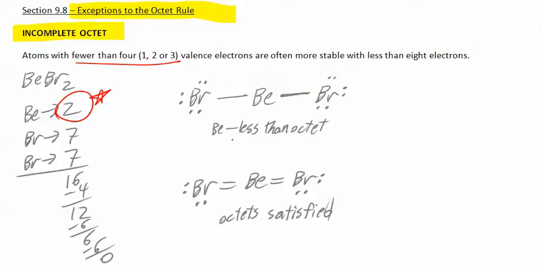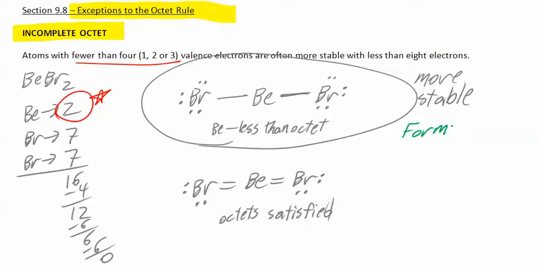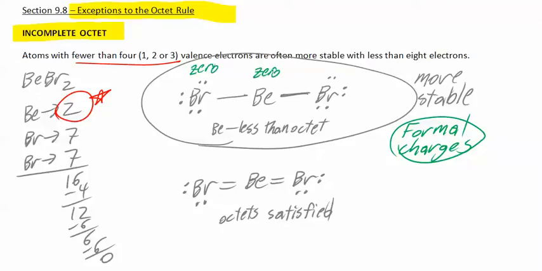But it turns out this structure is better. This one is more stable. Why is it more stable? It turns out if we calculate the formal charges on each atom, the formal charges are going to be better. In the top structure, if we calculate formal charges, there's 0 for every atom. 0, 0, 0. And 0 is the best.